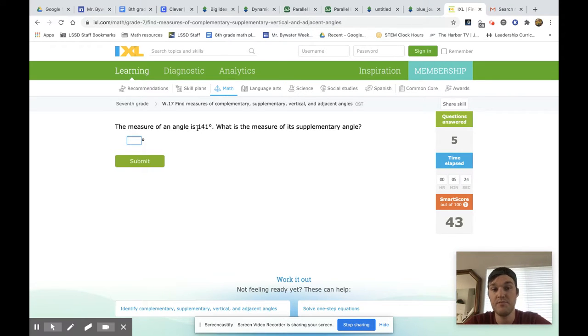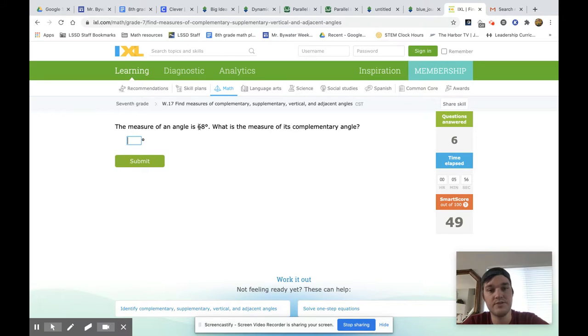So now I'm given the measure of some angles, 141. What is the measure of its supplementary angle? Well, supplementary means they must add up to 180 degrees. So what should that angle be? I'll let you think to yourself for a moment. And if you said 39, then you are correct.